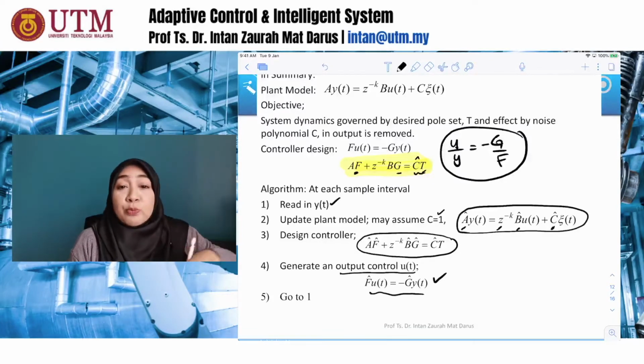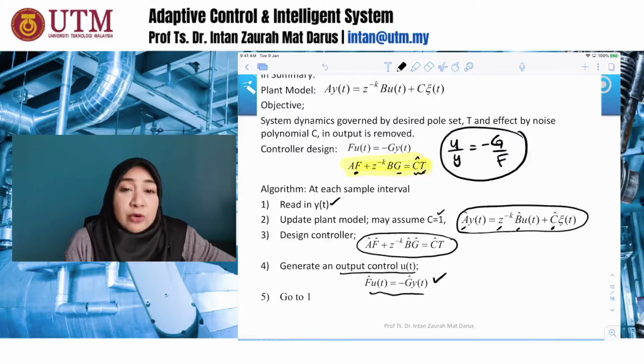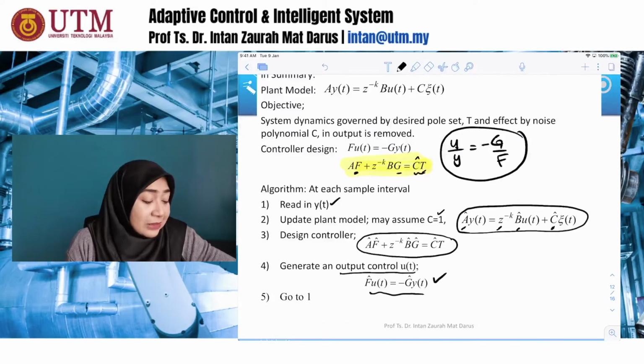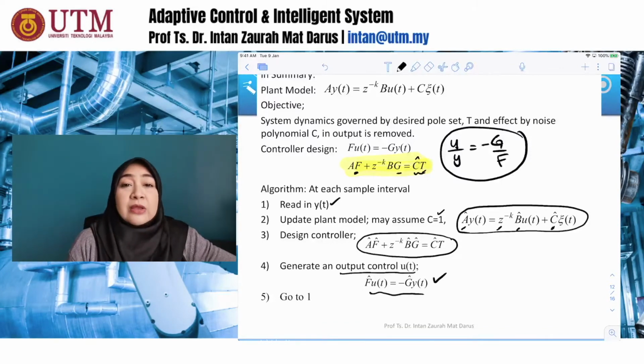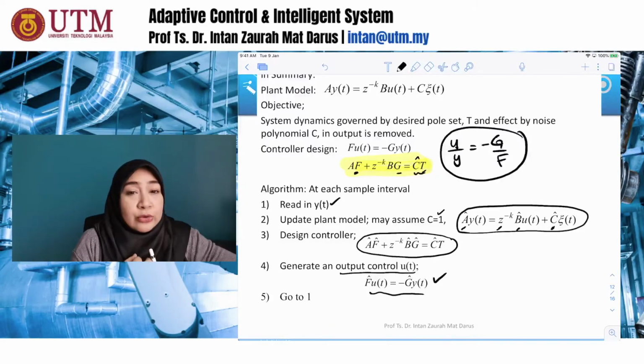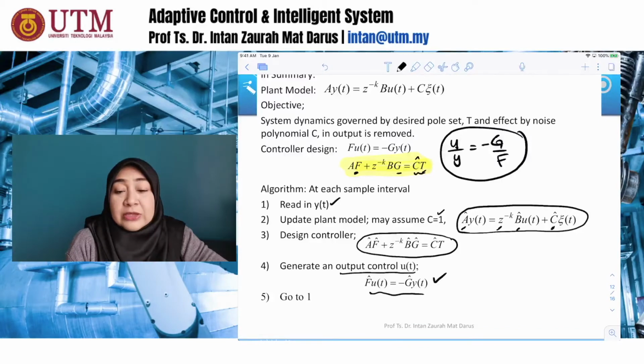So what you do is you put this in a loop so that every time the parameter of your system changes, you can detect this with least squares, and within that least squares loop, you're going to put the new formula for your controller, which is the value of G and F. Okay, and that value of G and F is estimated using this design rule, so that your system is always stable and the polynomial C in your noise is always being cancelled out. Okay, so I will show you in an example how to utilize this design controller.